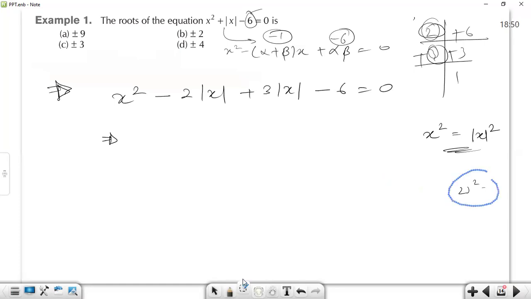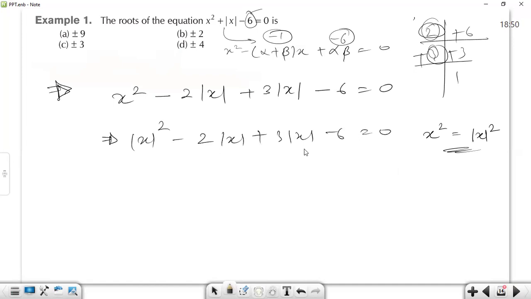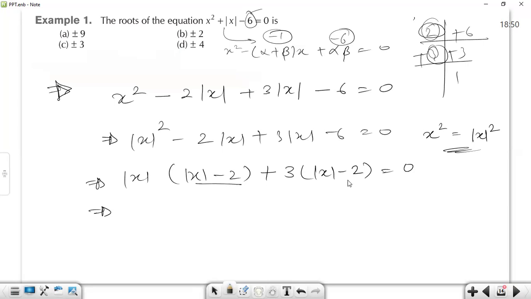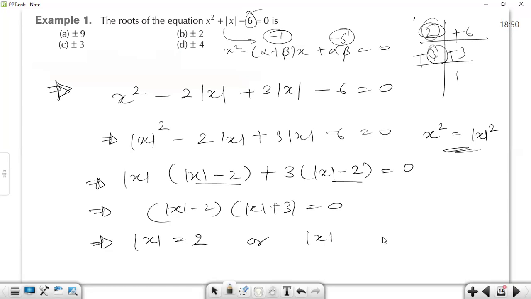So we are going to do the same. Modulus of x whole square minus 2 modulus of x plus 3 modulus of x minus 6 equals 0. Taking modulus of x common: modulus of x minus 2, plus taking 3 common: modulus of x minus 2, equals 0. Now taking this common, understood? Now modulus of x can be 2 or modulus of x can be minus 3.